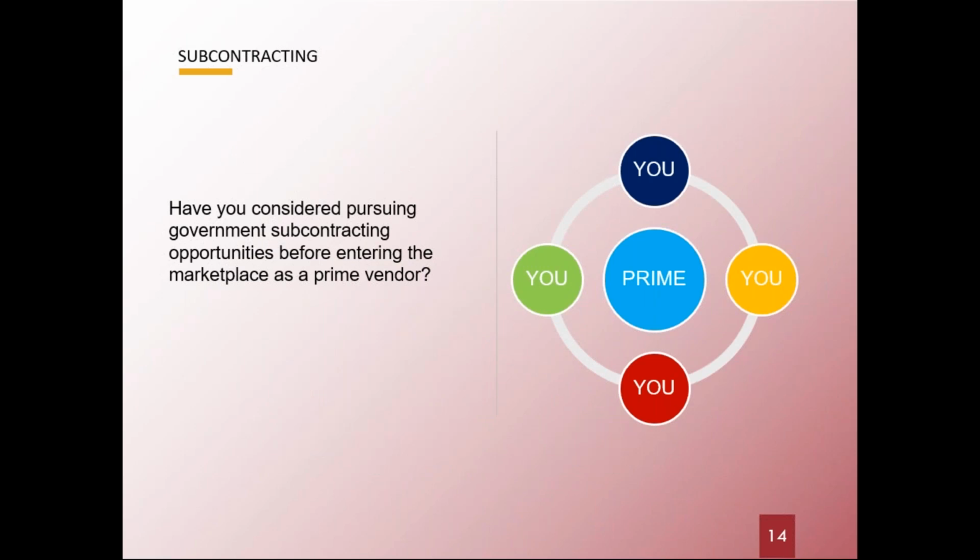Subcontracting. So you want to develop past performance history. You want business. How do you find out who's getting these opportunities? Have you considered pursuing government subcontracting opportunities before entering the marketplace as a prime vendor? So you must identify the major prime contractors that do significant work for the government and where there may be a logical fit for services you provide.